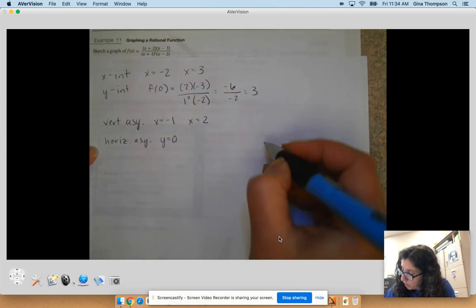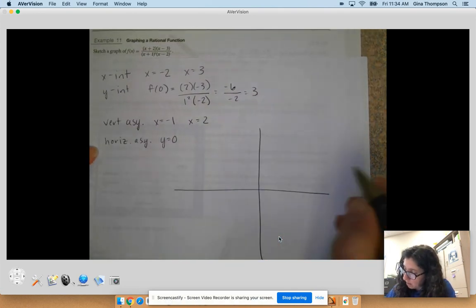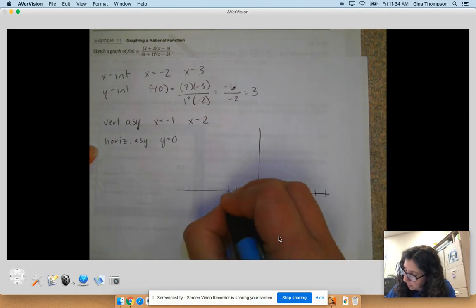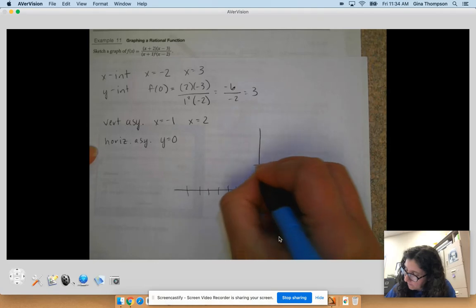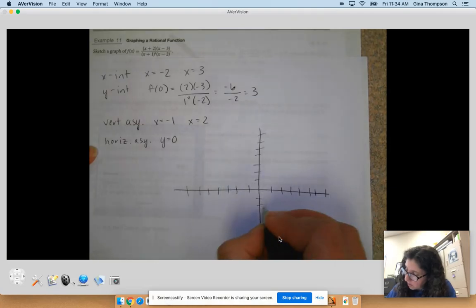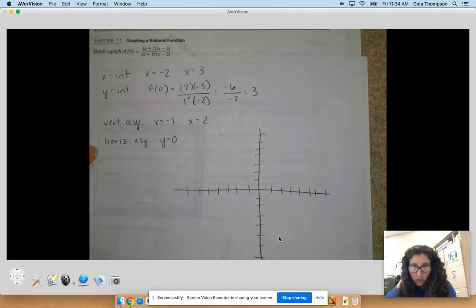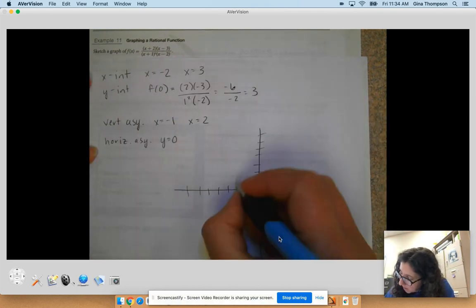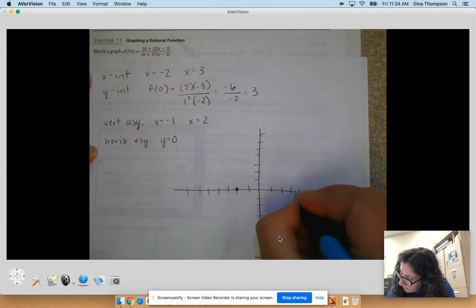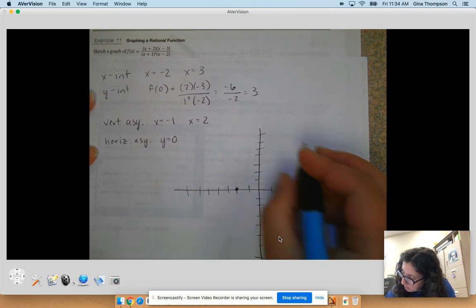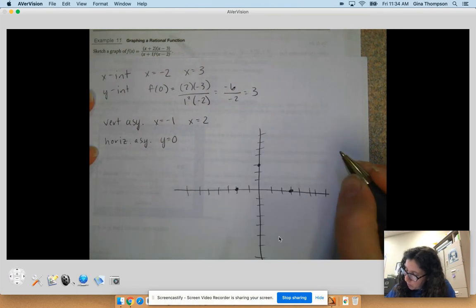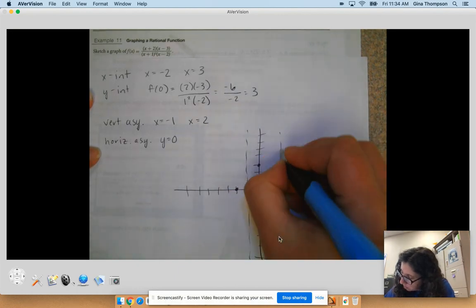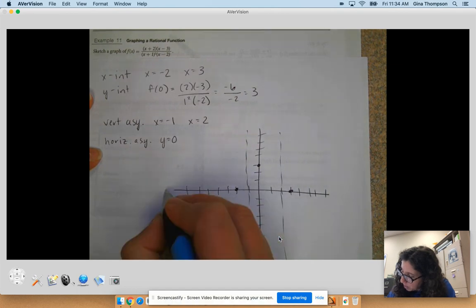Okay, let's put this together. Let's put it on a graph and see if anything nice happens. I guess something nice doesn't have to happen. We just are going to get an emerging picture. All right, so x-intercepts happen at negative 2 and at 3. Y-intercepts happen at 3. Vertical asymptotes happen at negative 1 and 2. And a horizontal asymptote happens here.